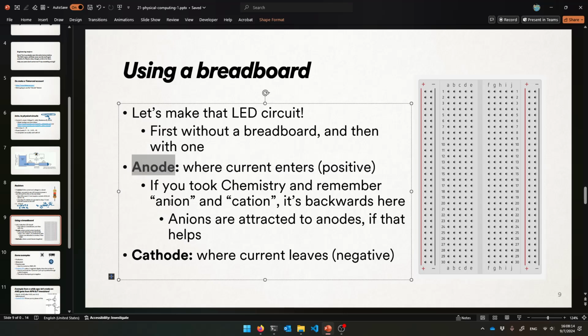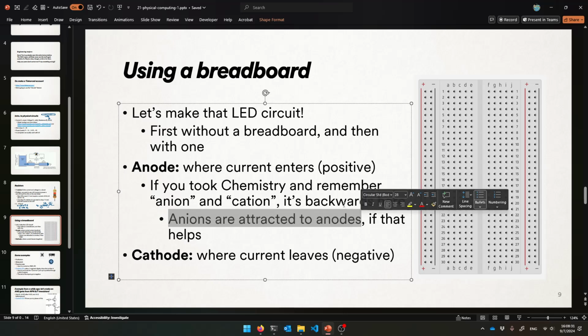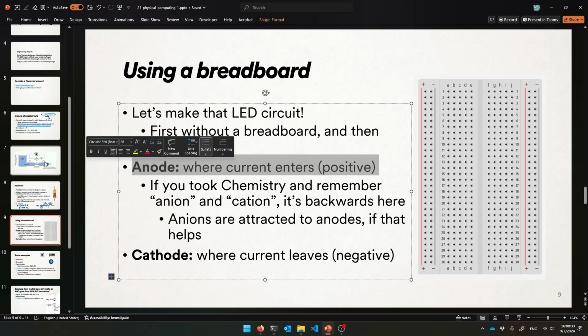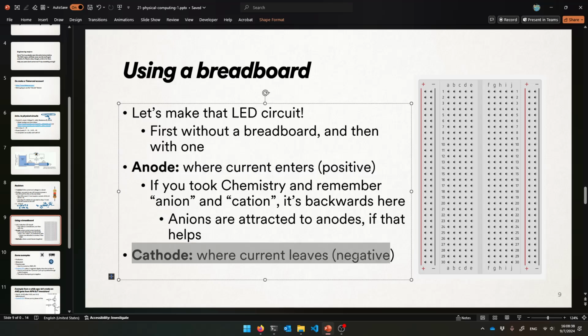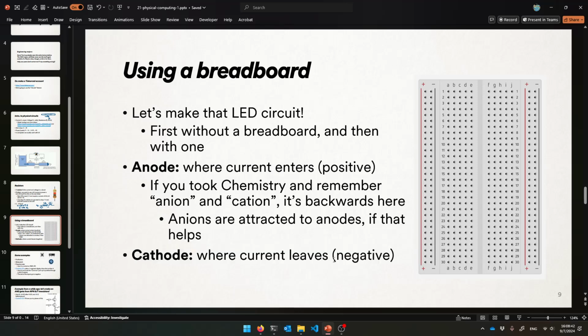This is kind of backwards if you took chemistry, by the way, and you're just seeing this for the first time. If you took chemistry, you probably remember anions and cations. This is backwards because the anode is positive. If this helps you understand the backwardsness, anions are attracted to anodes because they're negatively charged, and this is the positive end. So maybe that helps, I don't know. But that's kind of why. And then the cathode is where current wants to leave your LED. So that's going to be connected to the negative end of your battery, because that's where current wants to flow to.